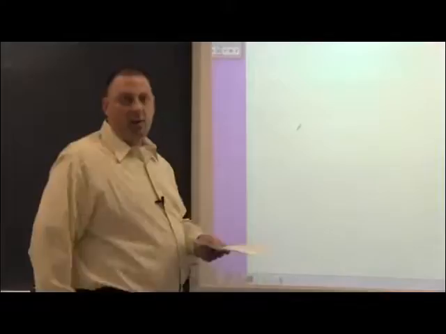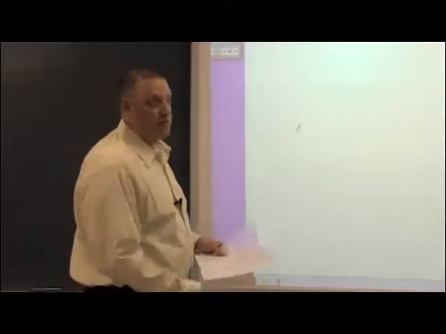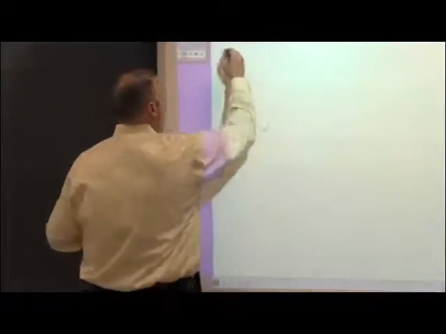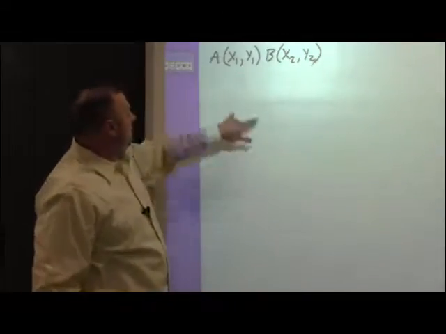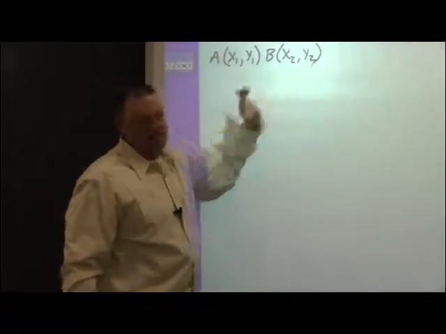Okay, let's talk about the midpoint between two ordered pairs. First of all, let me give you two ordered pairs. The point A is coordinate x sub 1, y sub 1, and the point B is the point x sub 2, y sub 2. You're probably wondering what the subscripts of 1s and 2s are. It just means first x and y, second x and y.